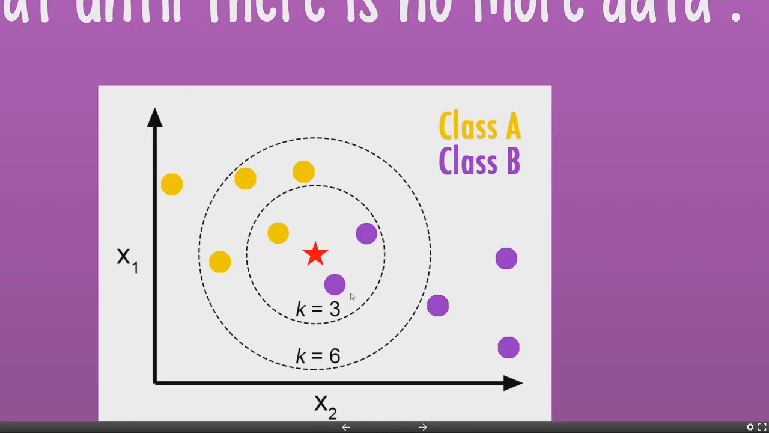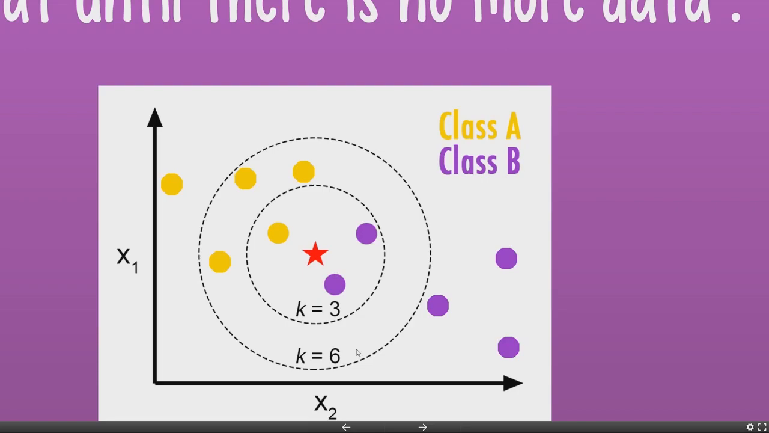For example, if we say k equals 3, we look at the closest 3 neighbors. In this example, these are the closest 3 neighbors. Then we see there are two data points in class B and one data point in class A. That means we assign this star to class B, because there are more data points in class B.